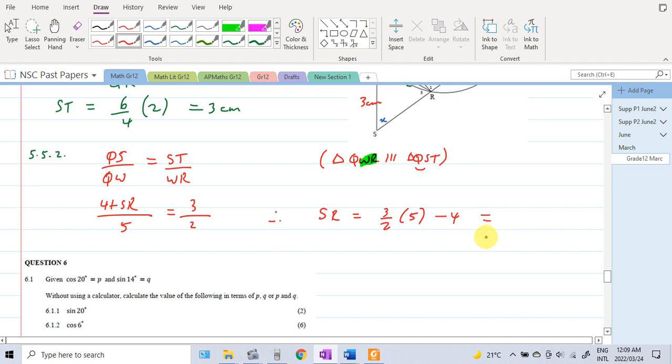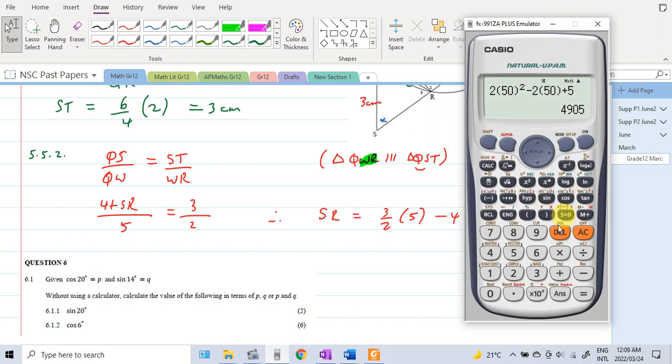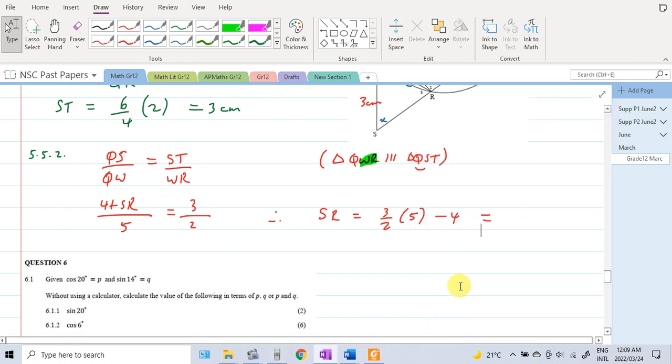Right. So we're getting 7 over 2. So 15 over 2 minus 4 gives 7 over 2. Yeah, we could have just used the LCD to find that. Right, so 7 over 2 centimeters. That's my distance, SR. I hope you understand, guys.